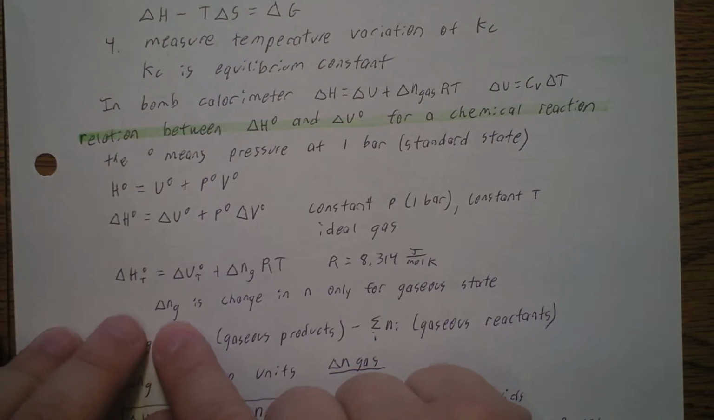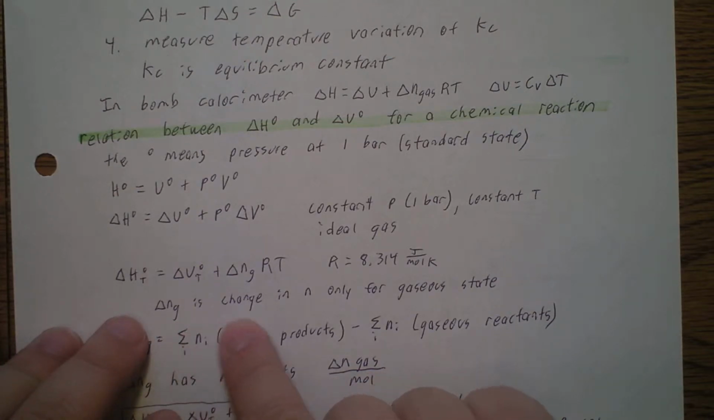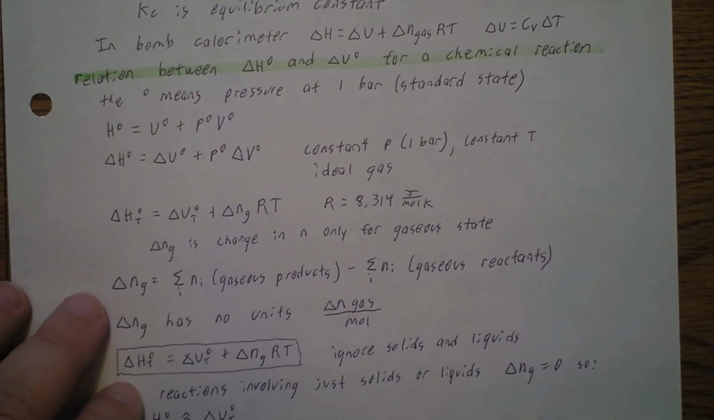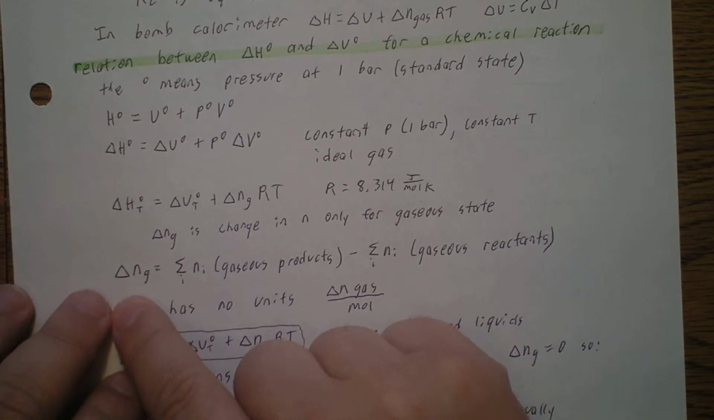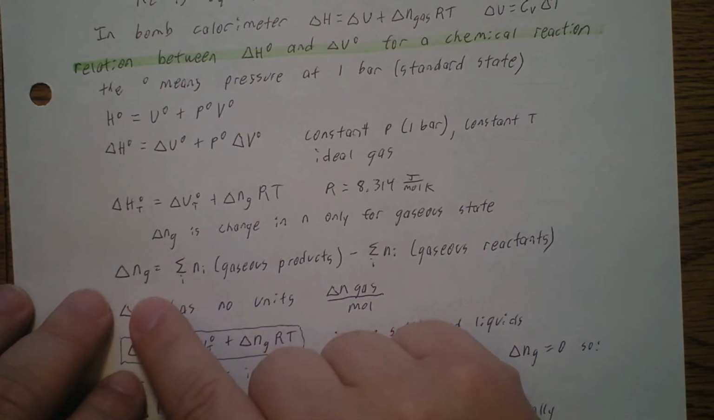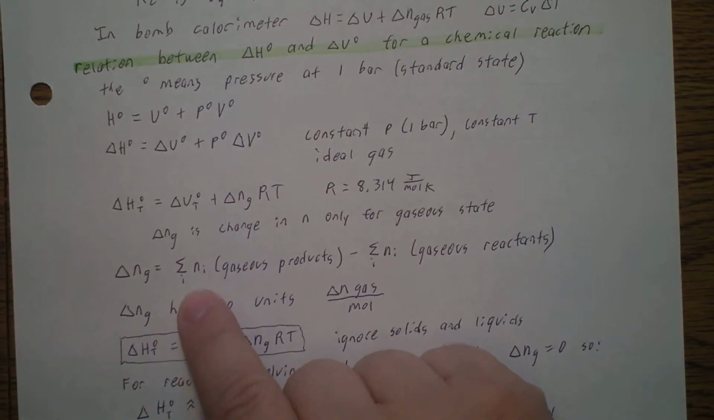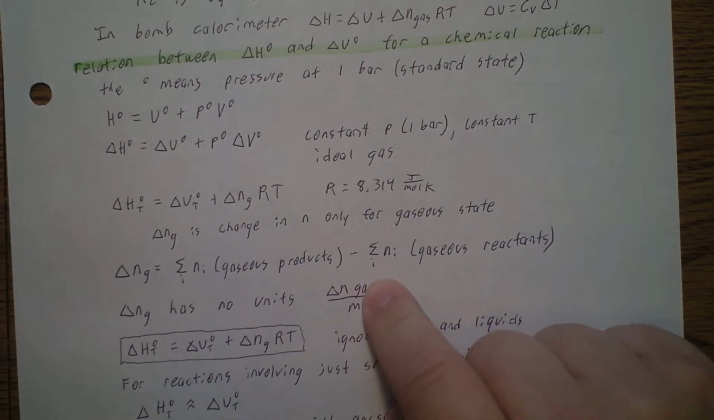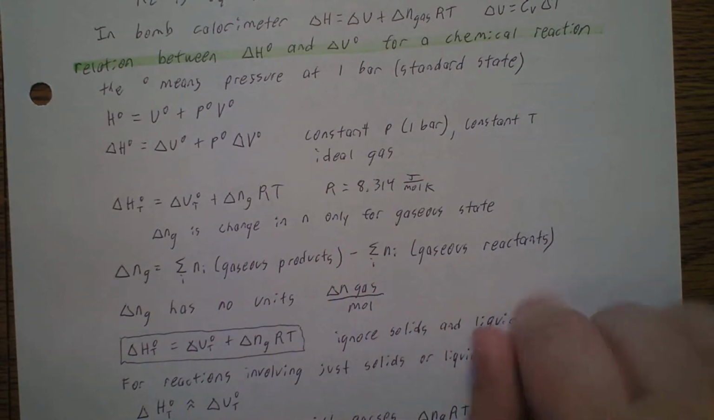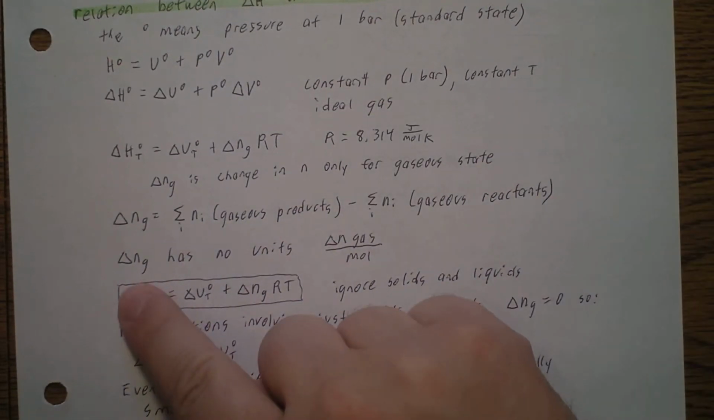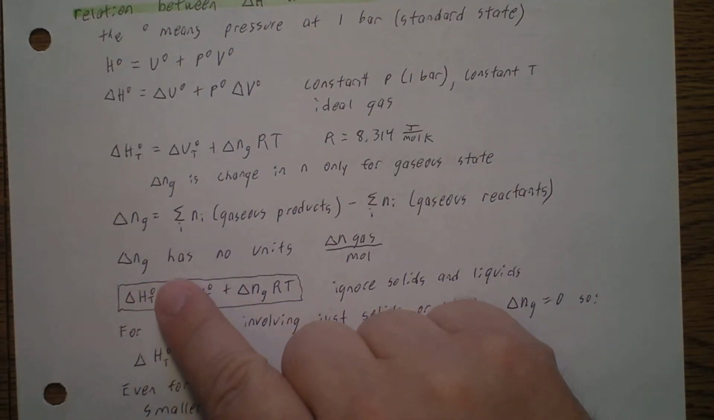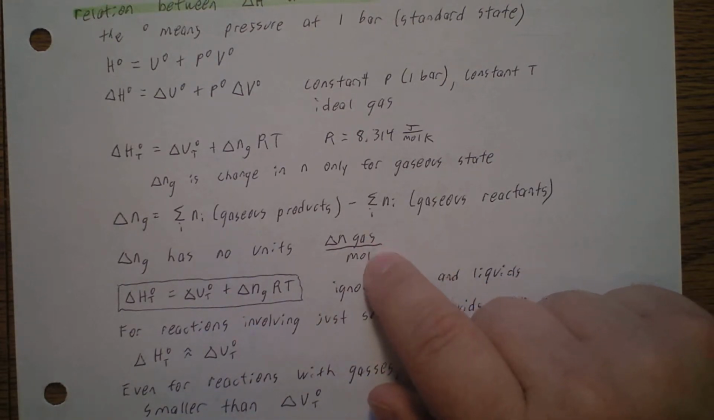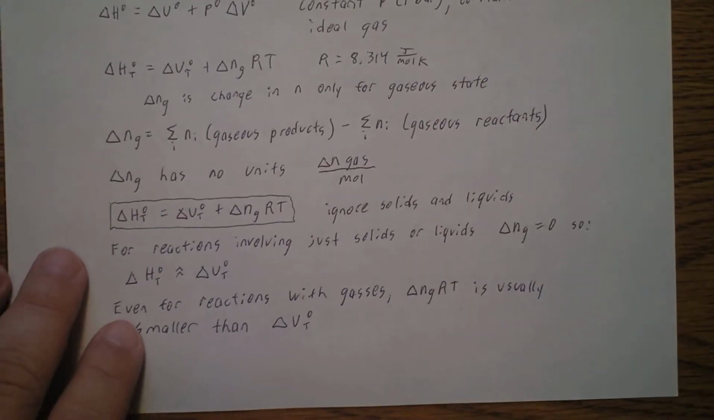And like I said, delta n_g, the change in the number of moles, is the change only for the gaseous state. The number of moles in the liquid and solid don't matter because they don't take up nearly as much space. The change in the number of moles in the gas is equal to the sum over i of the number of moles of i times the gaseous products minus the sum over all the substances i of the number of moles of i times the gaseous reactants. Now the change in the number of moles of gas actually has no units. It's like the change in the amount of gas divided per mole, so the moles cancel out.